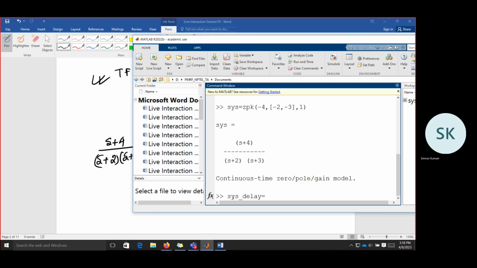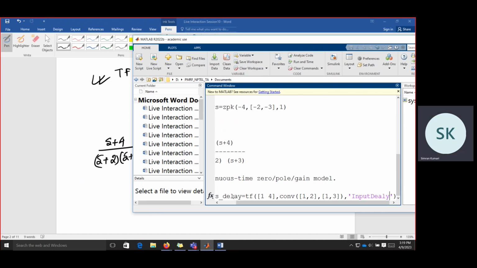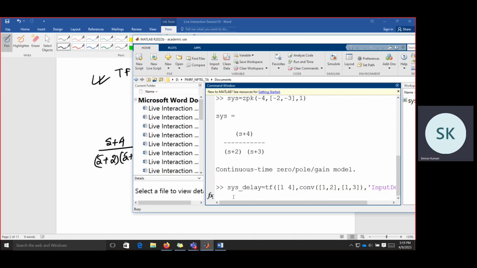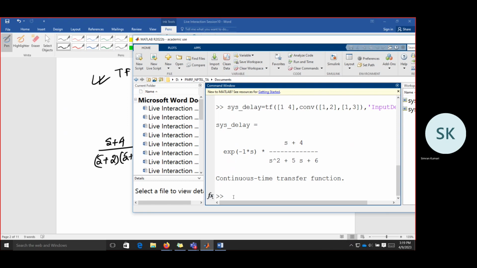This is tf of 1 over the convolution of s plus 2 and s plus 3, and we put a delay. What is the delay? Yes, 1 second. So this is another system. Now we have these two systems. So let us see the response of these two to a step input.